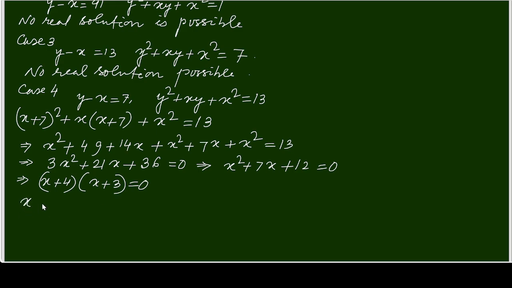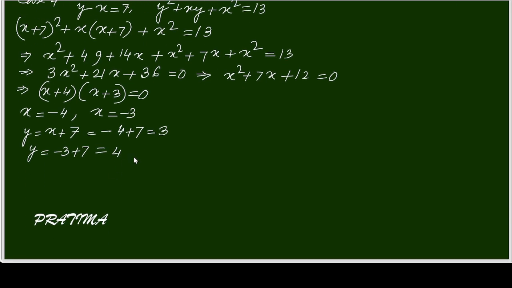This gives two values: x equals negative 4 and x equals negative 3. With y equal to x plus 7, it will be negative 4 plus 7, that is 3, and when x is negative 3, it will be negative 3 plus 7, that is 4. So now we are getting two pairs of values, (x, y) equals (negative 4, 3) and (negative 3, 4).